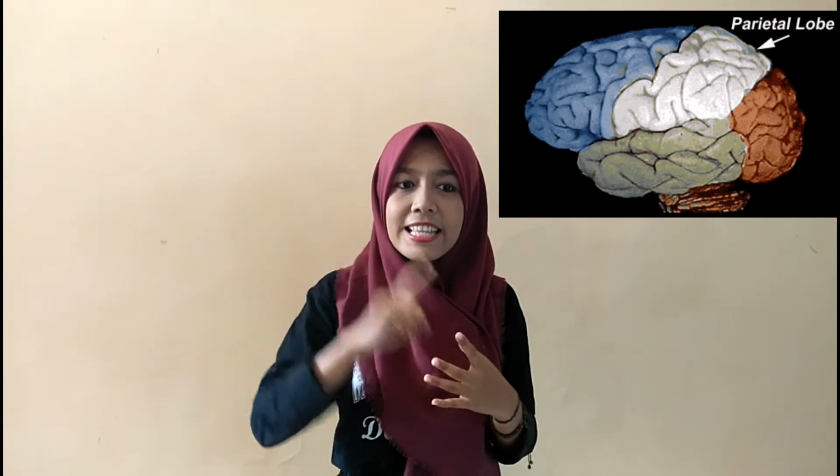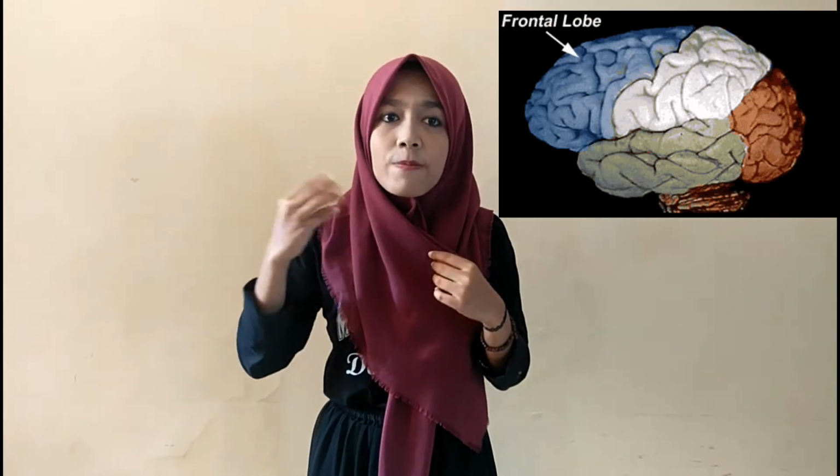The first is the frontal lobe. The frontal lobe is associated with executive function and motor performance. Executive functions are some of the higher-order cognitive processes that humans have.